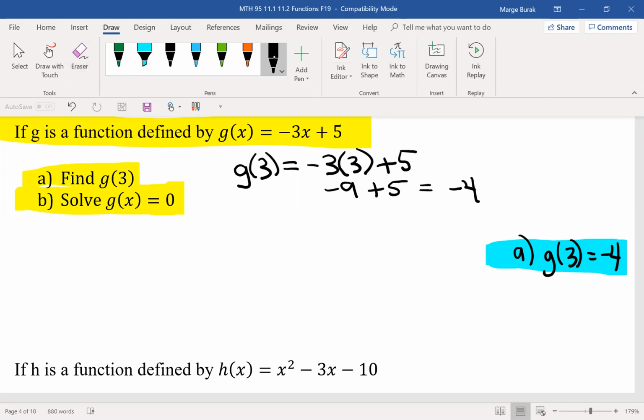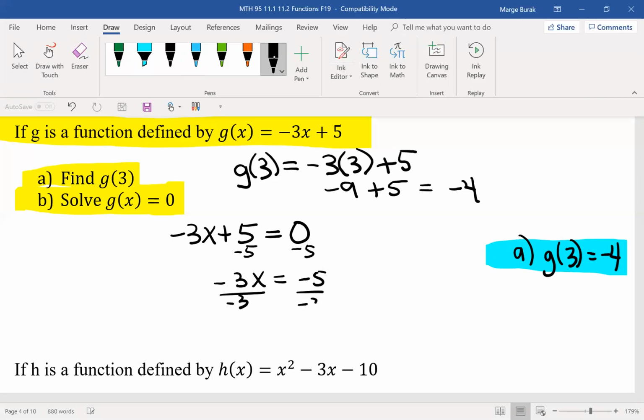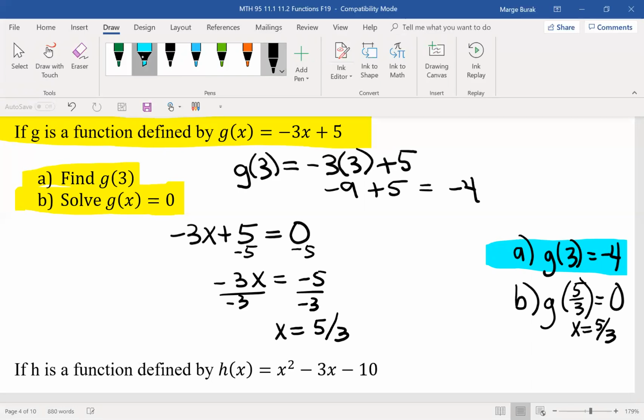Well, g of x is negative 3x plus 5, so we're going to set that equal to 0, and then find the x. Okay, so minus 5 divided by negative 3. So x would be a positive 5/3. So our answer to B is g of 5/3 will give us 0. Or, depends on how they ask the question, x equals 5/3.